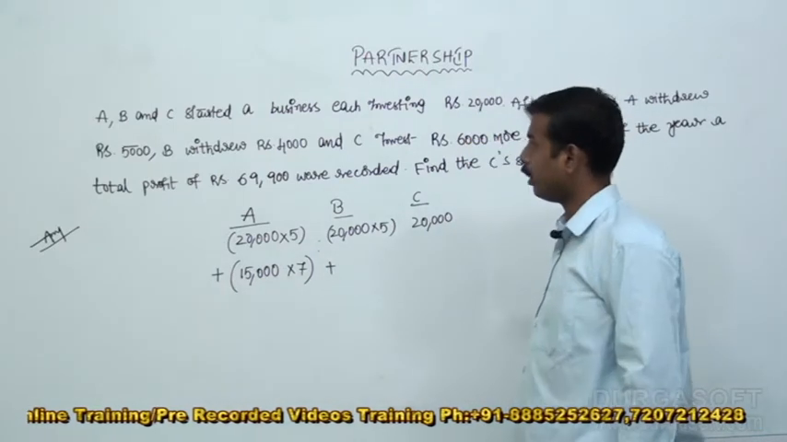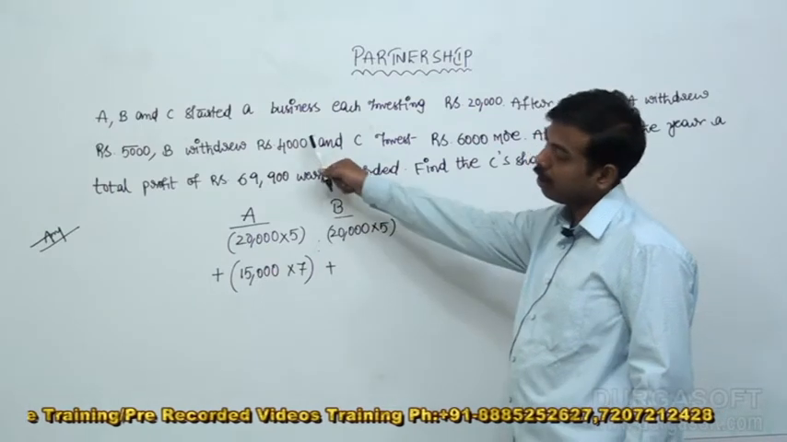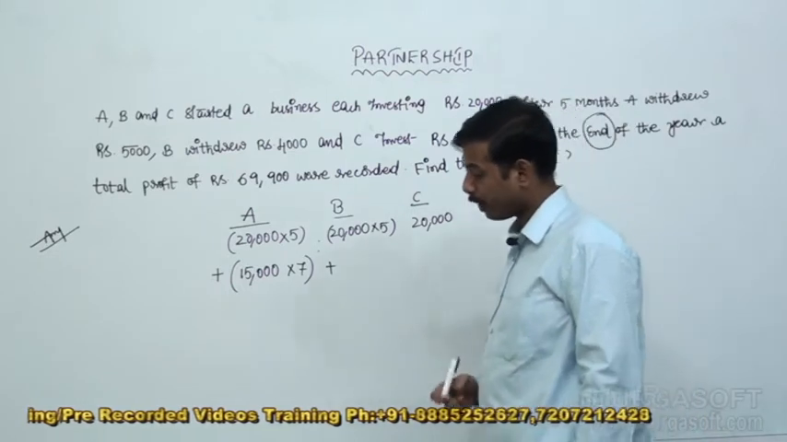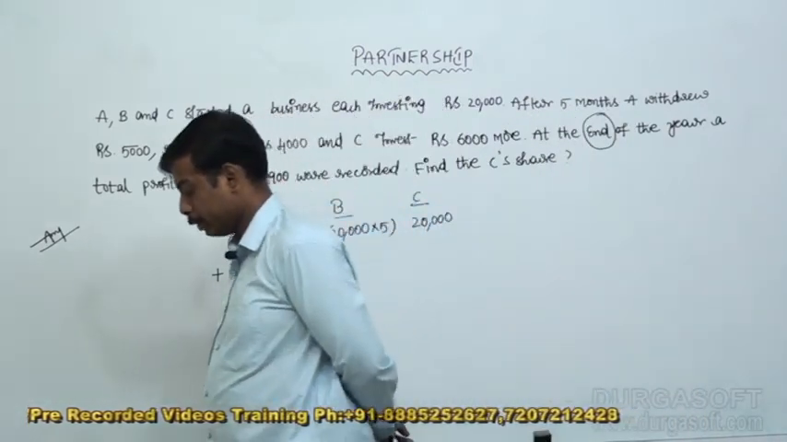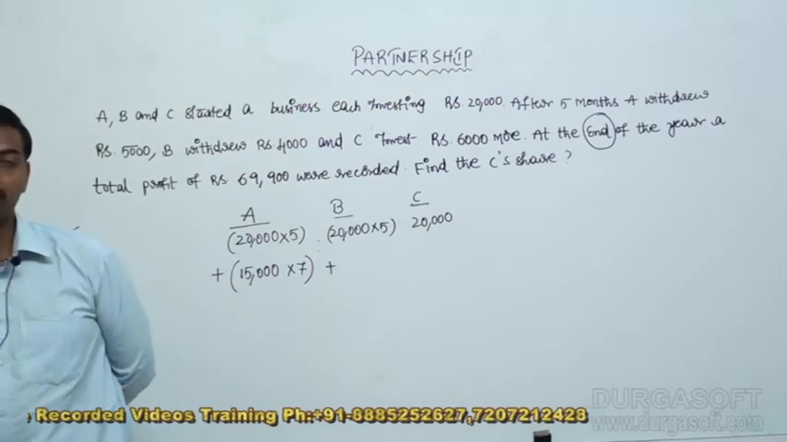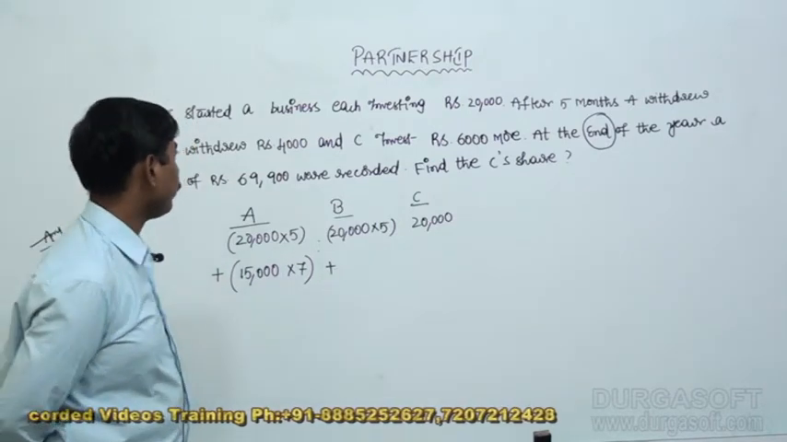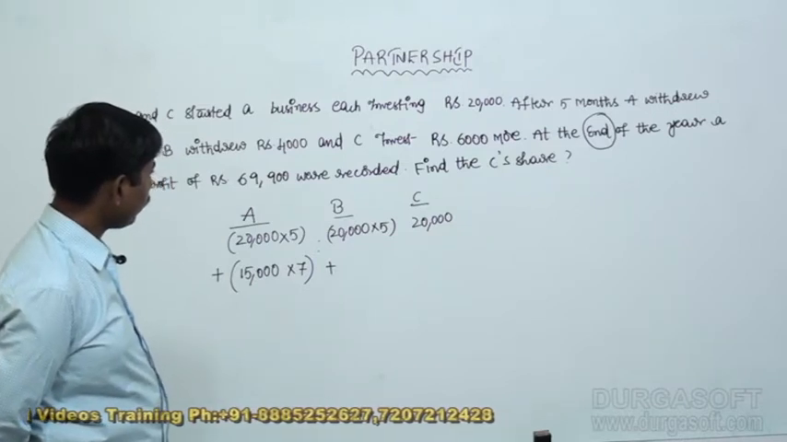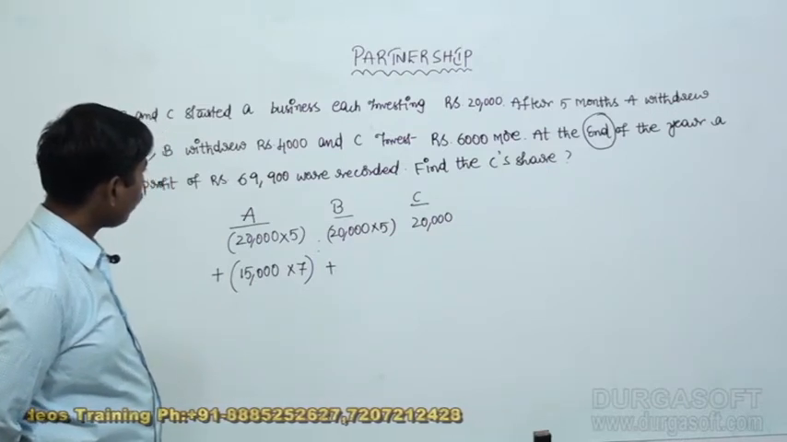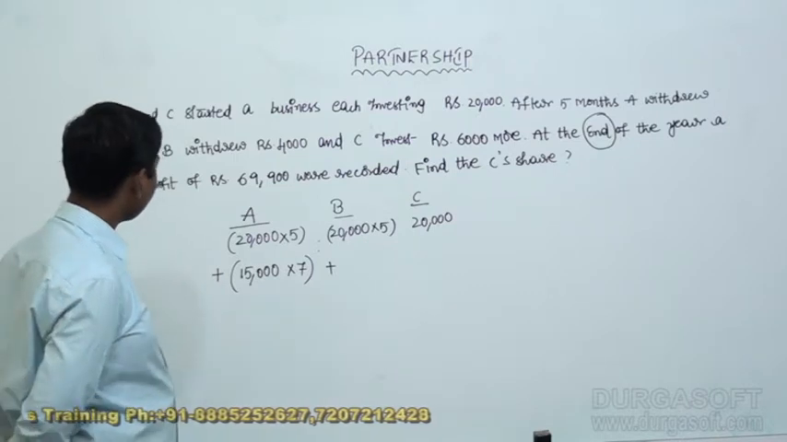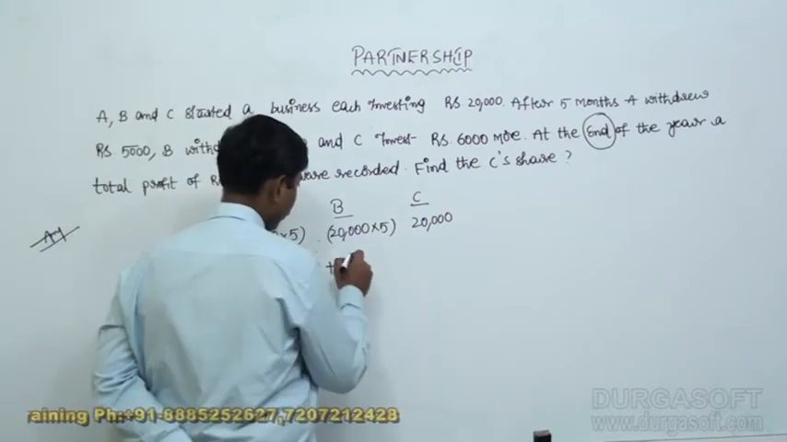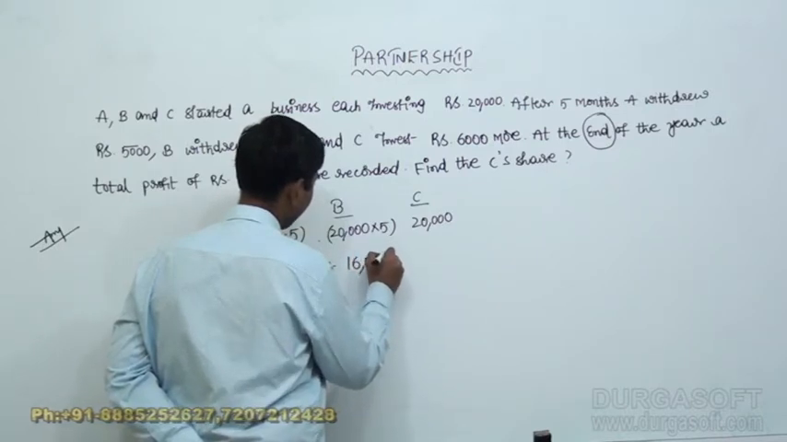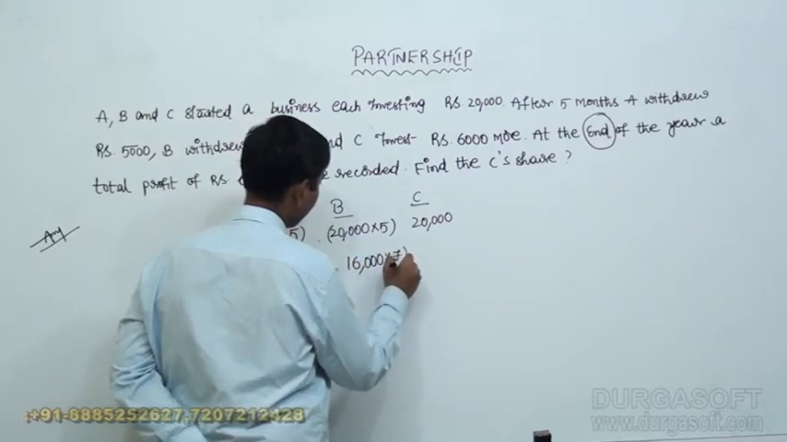After 5 months, B has withdrawn how many rupees of investment from the business? B has withdrawn 4,000 rupees of investment from the business. 4,000 rupees he has taken out means how much investment should be remaining for B for the remaining 7 months? 16,000 rupees of investment is only for B for the remaining 7 months, alright.